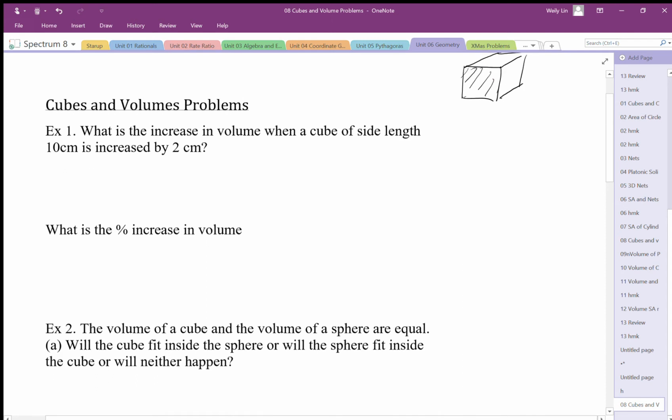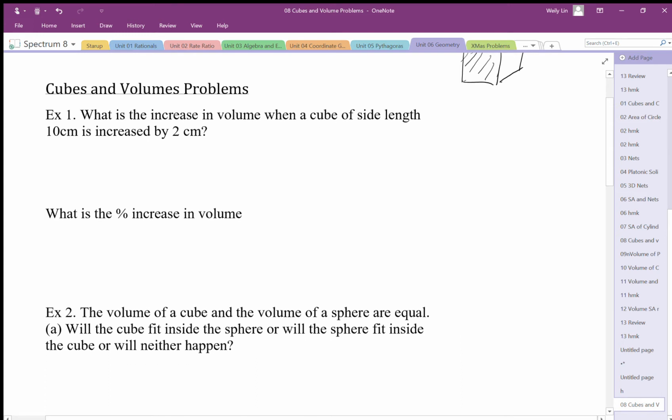What's the increase in volume when a cube of side length 10 centimeters is increased by 2 centimeters? If we take a look at the area first, we're taking a 10 centimeter area, so it's going to be 10 on both sides. What happens to that area when we increase it by 2 centimeters? We go from 10 by 10, which is 100, to 144.